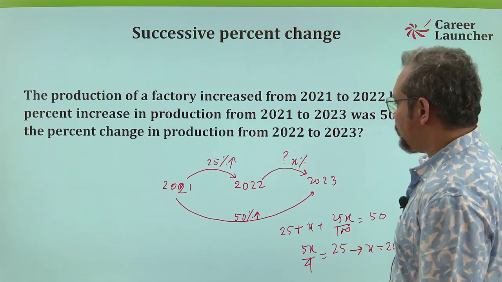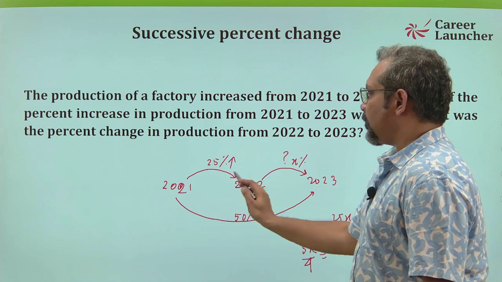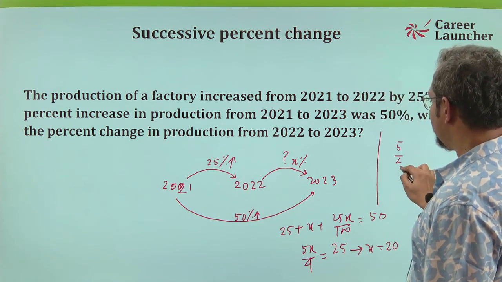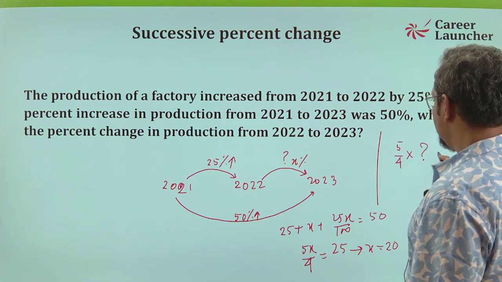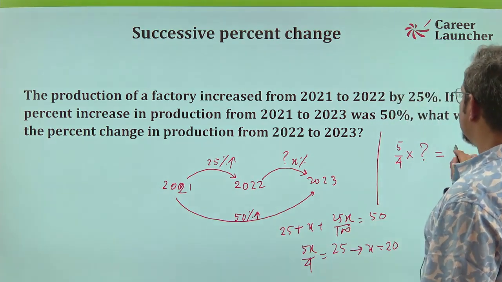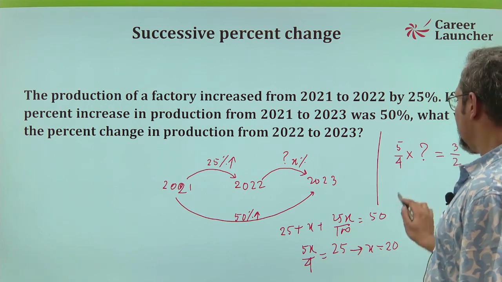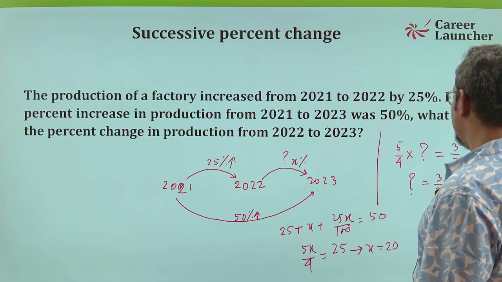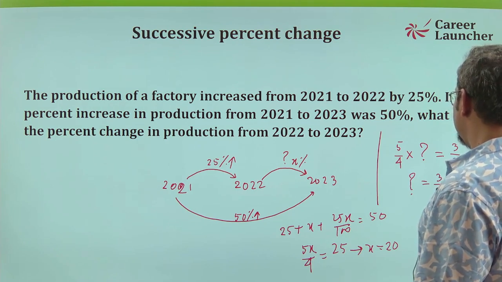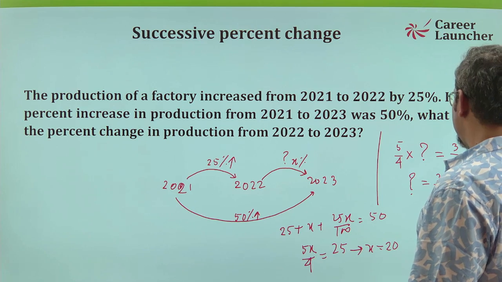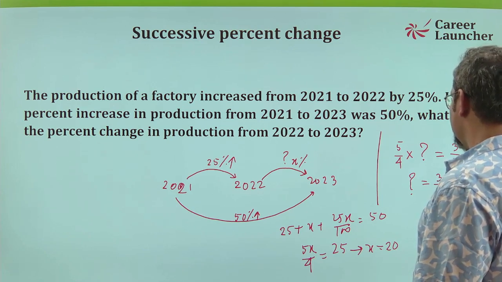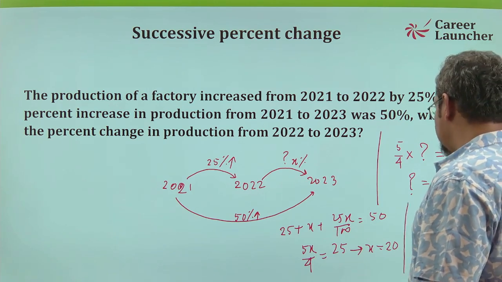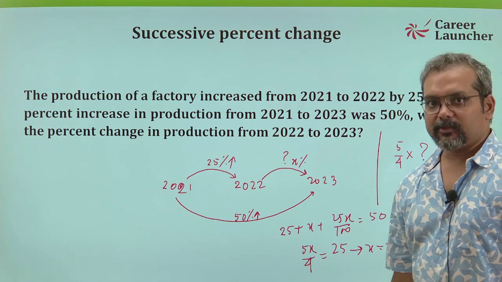An alternative could have been that you have a multiplier of 1.25 or 5 over 4. So an alternative factor method, 5 over 4 times what is 50%, which means 3 over 2. So that question mark that you want is 3 over 2 times 4 over 5, which is 6 over 5, which is 1.2. A multiplying factor of 1.2 means 20%. That's basically the same. So this is the application.